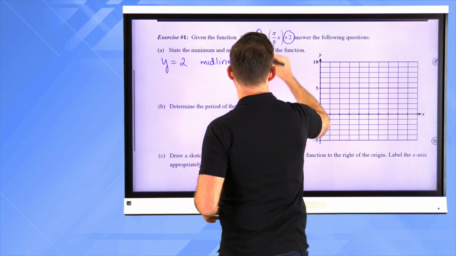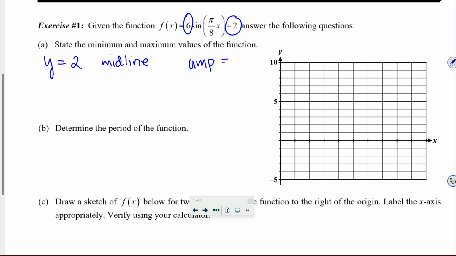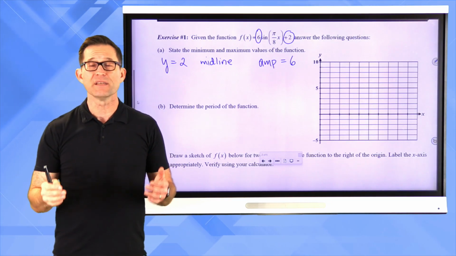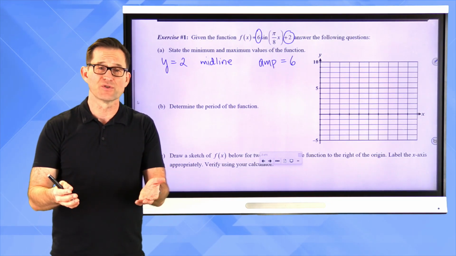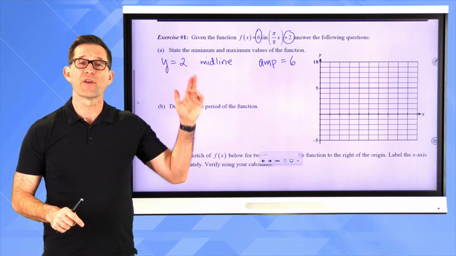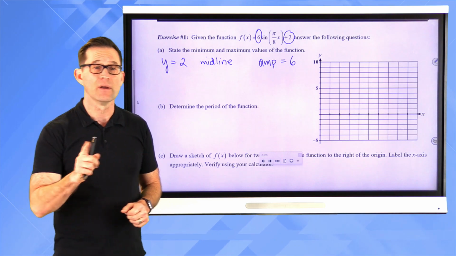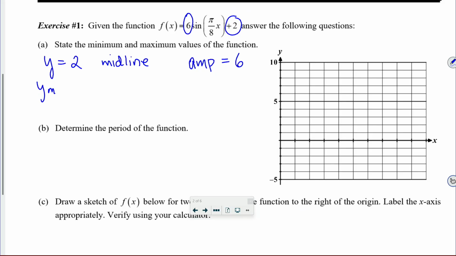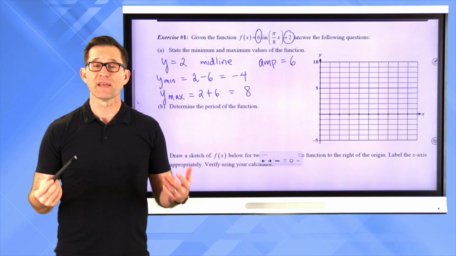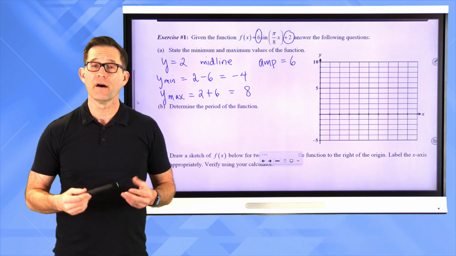Well, it falls that amount. So the amplitude, which is that distance that it rises above and below the midline, is equal to the absolute value of 6, which is just equal to 6. This allows us now to think about the minimum and the maximum values of the function. Specifically, y minimum is going to be equal to our midline minus the amplitude, which is negative 4. And our maximum is always going to be the midline plus the amplitude, which ends up being 8. So in other words, this curve has a low of -4 and a high of 8.